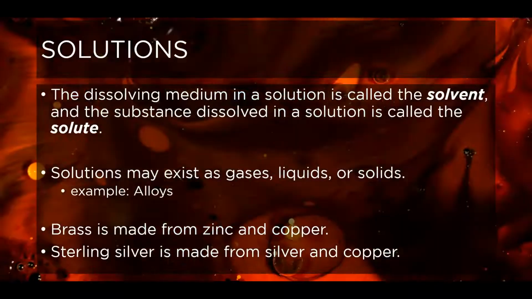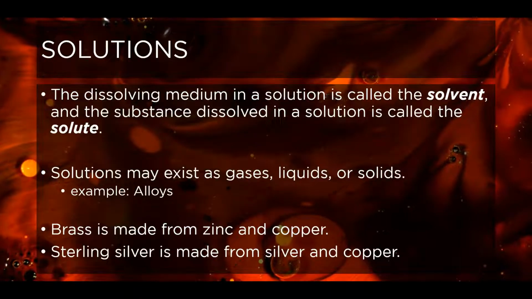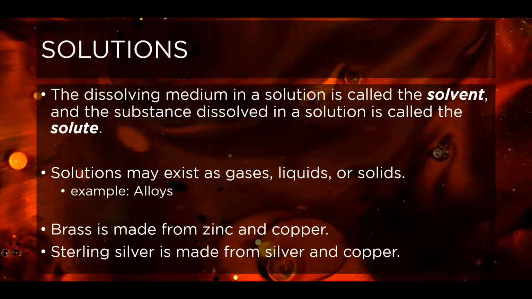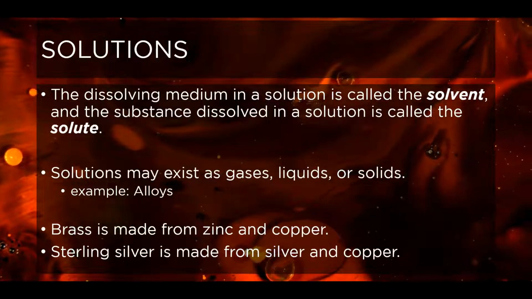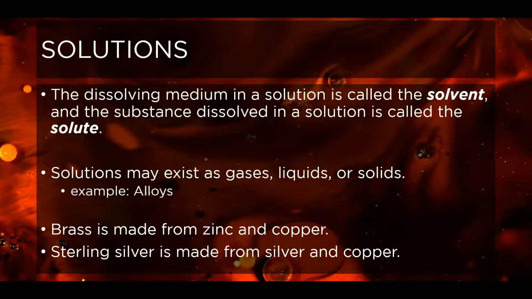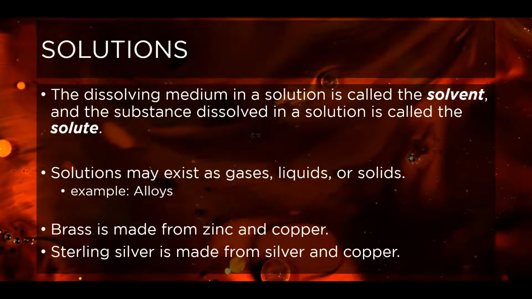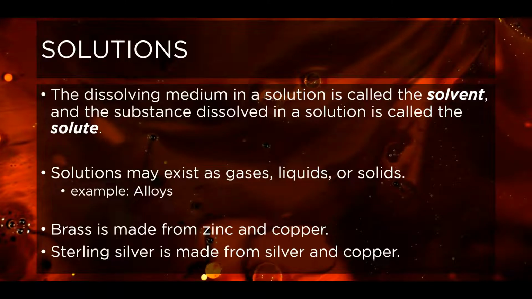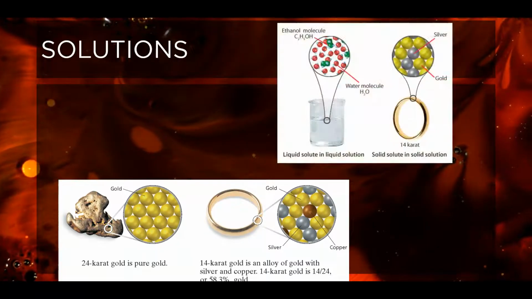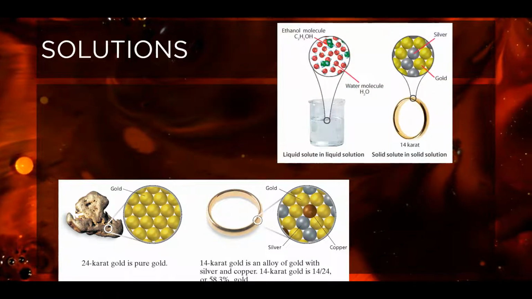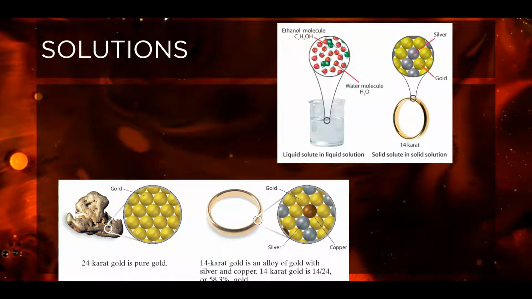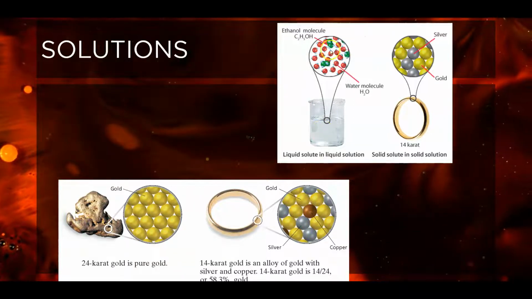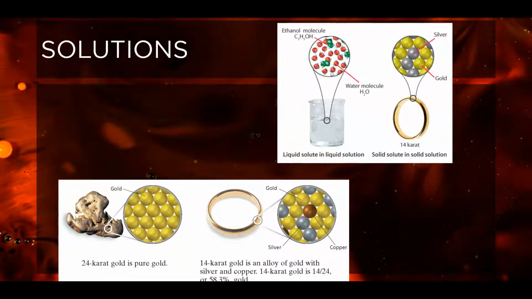We have solutions, for instance, of brass, which is a combination of two metals combined in an alloy, zinc and copper. And then sterling silver is made from a certain percentage of silver and copper. As you can see in these diagrams, you have the different molecules that are dispersed throughout the solution.